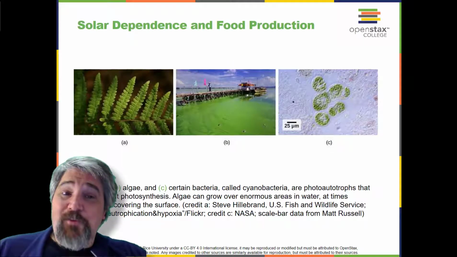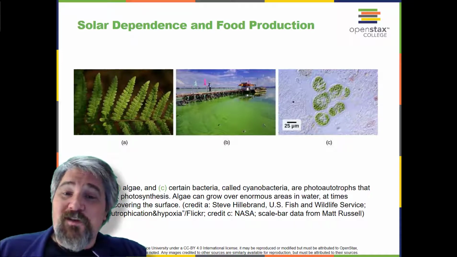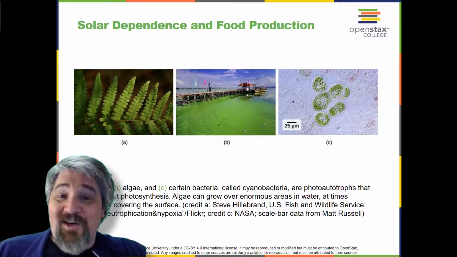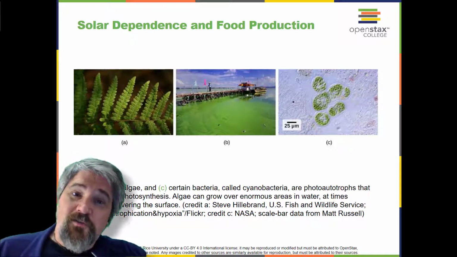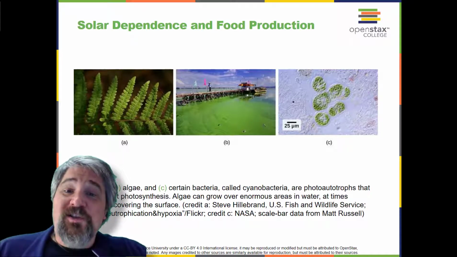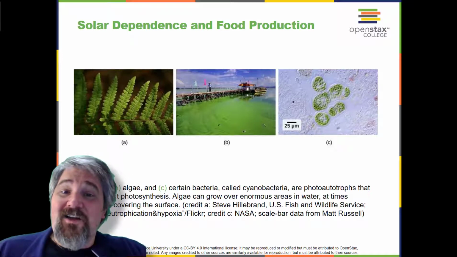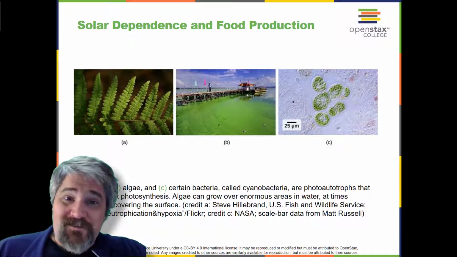Solar dependence and food production. Some organisms can carry out photosynthesis, whereas others cannot. An autotroph is an organism that can produce its own food. The Greek roots of the word autotroph mean self, auto, feeder, troph. Plants are the best known autotrophs, but others exist, including certain types of bacteria and algae. Oceanic algae contribute enormous quantities of food and oxygen to global food chains.